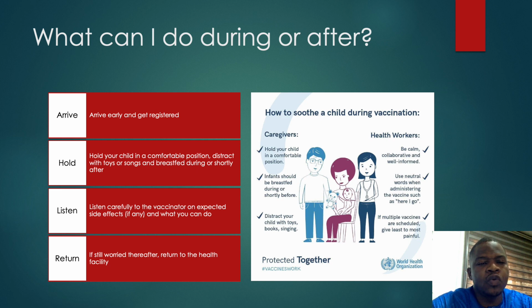If you are not the one receiving and you're bringing your child, you need to hold the child in a comfortable position. You can see this picture from the World Health Organization on how to seat a child during vaccination. So you hold the child in a comfortable position. You can breastfeed during or immediately after. You can also use things like toys, books, or sing to distract the baby.